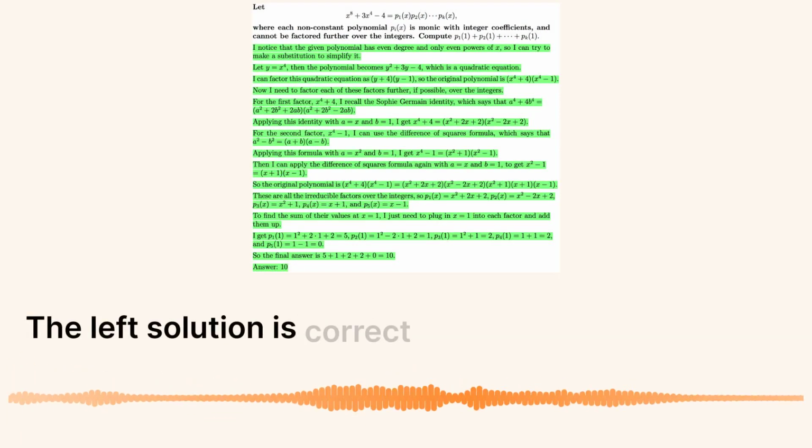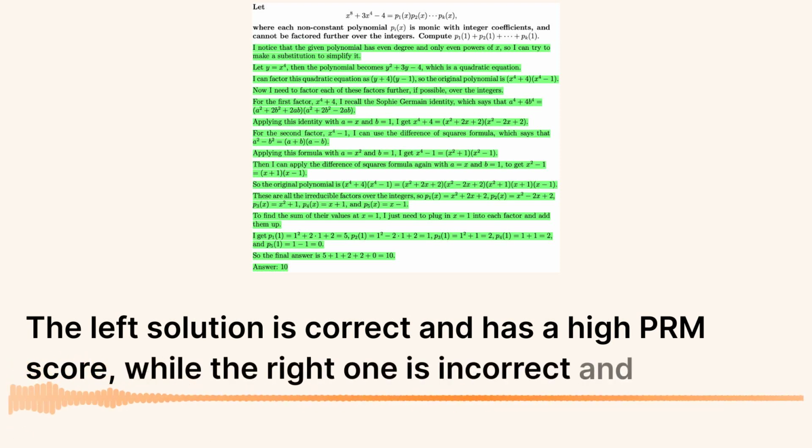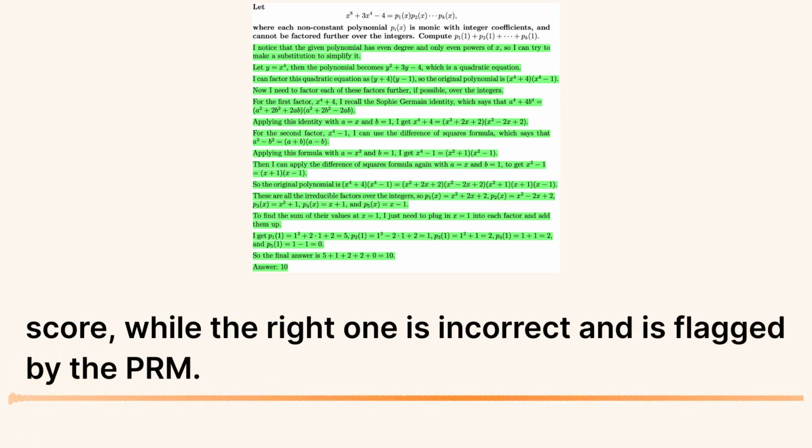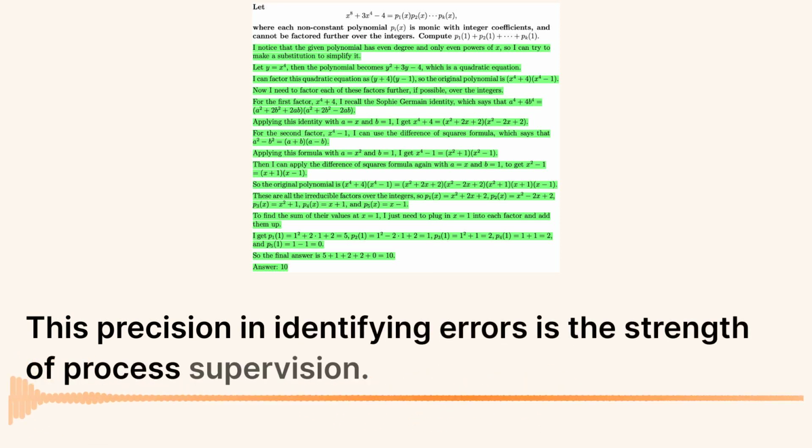The left solution is correct and has a high PRM score, while the right one is incorrect and is flagged by the PRM. This precision in identifying errors is the strength of process supervision.